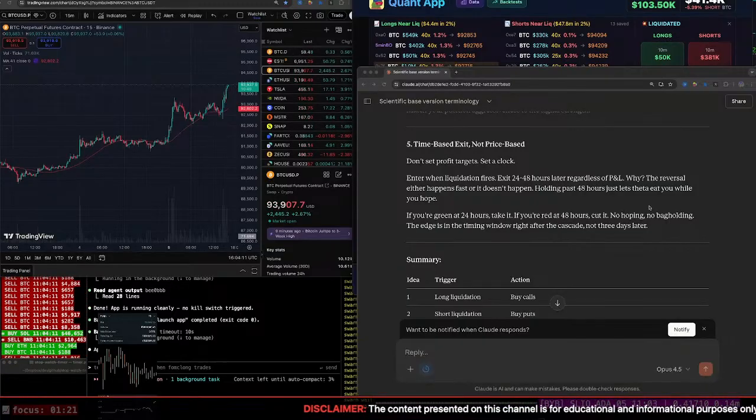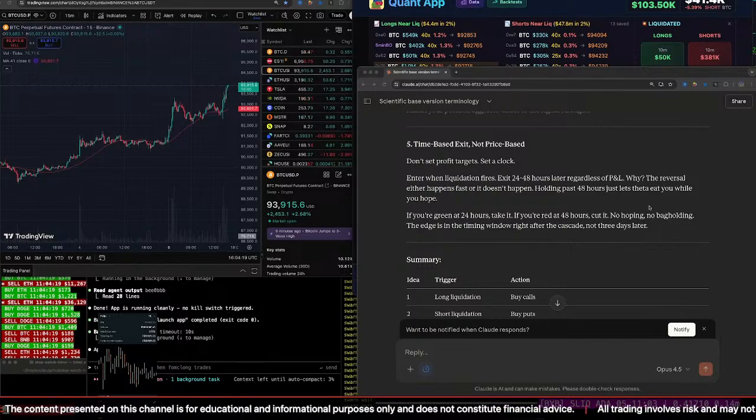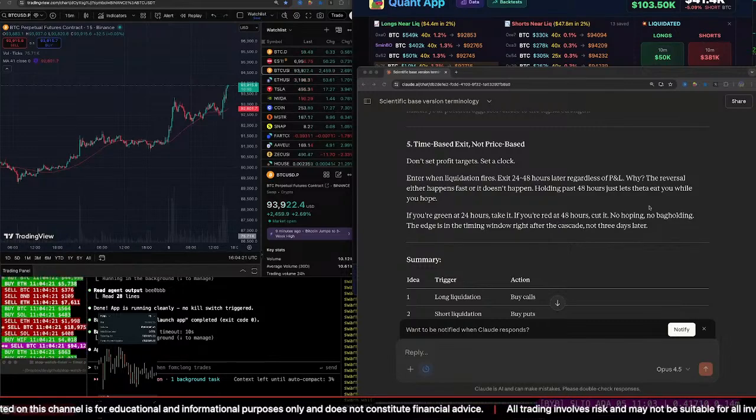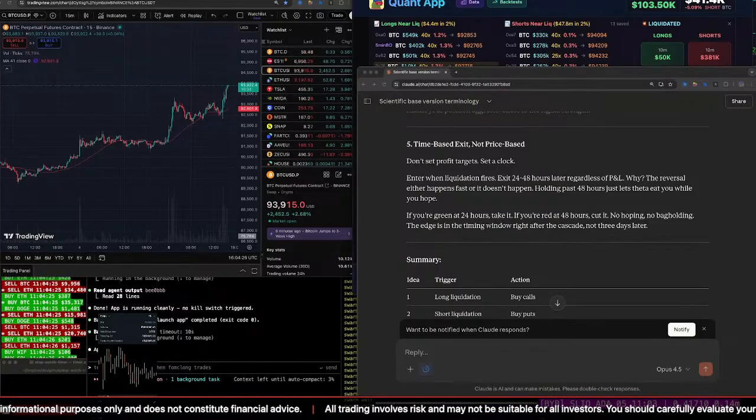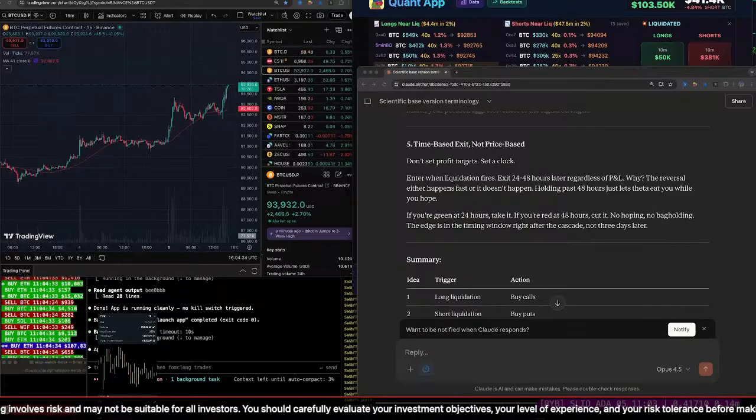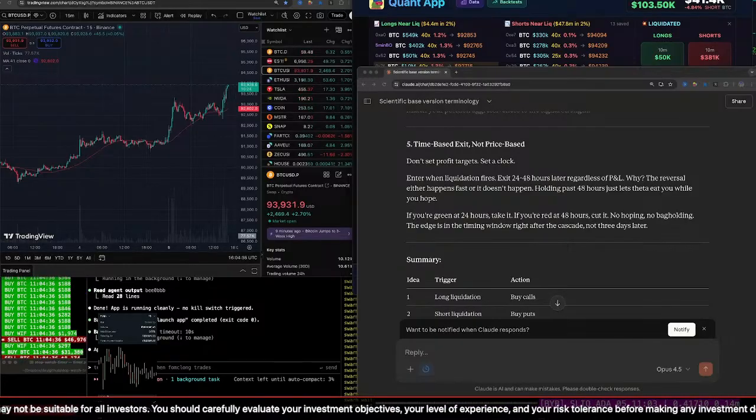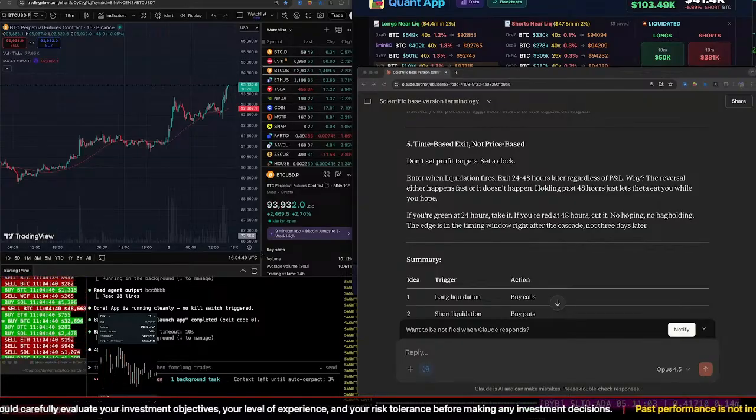Time-based exit, not price-based. Don't set profit targets, set a clock. Okay. Enter when liquidation fires, then exit 24 to 48 hours later. Interesting. I actually like that. Timed exits only. Enter on liquidations and close 24 hours later.